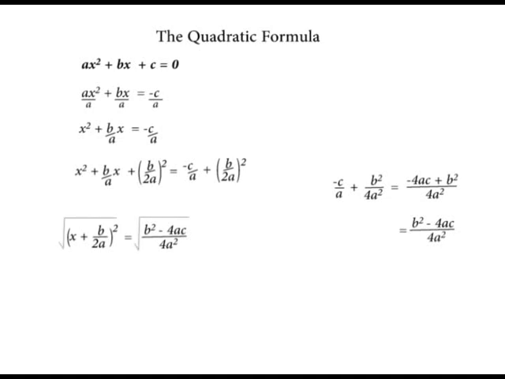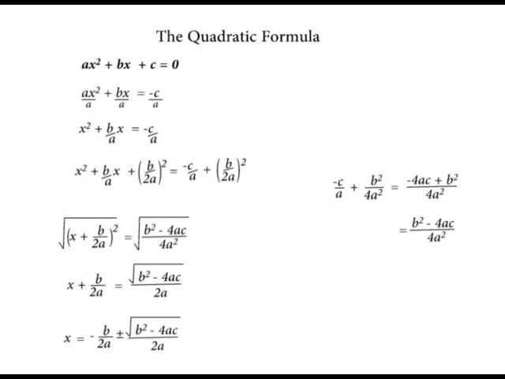We find the square root on both sides. The square root of 4a squared is 2a, and that can be completed like that. So we have x plus b over 2a is equal to square root of b squared minus 4ac over 2a. We take b over 2a to the other side, and we shall have x is equal to minus b over 2a plus or minus square root of b squared minus 4ac over 2a.